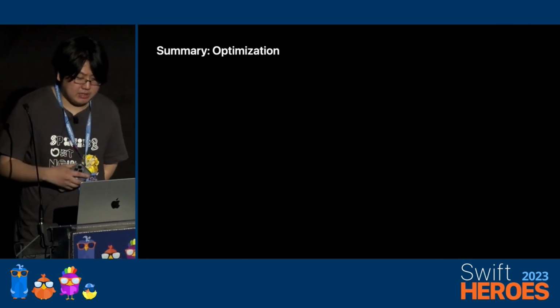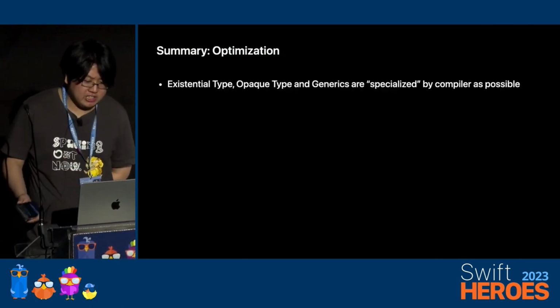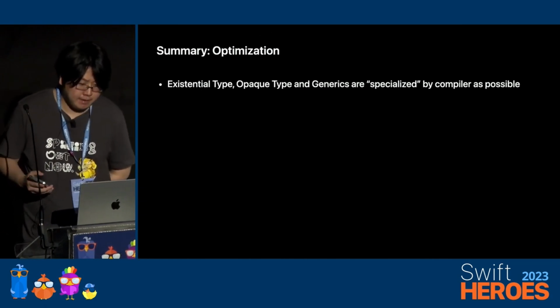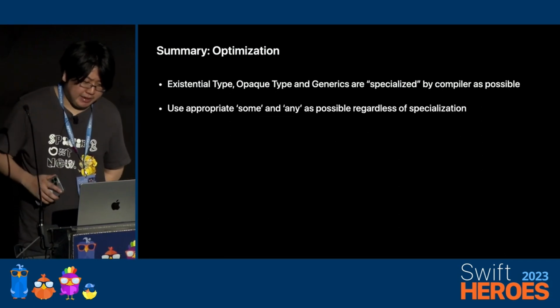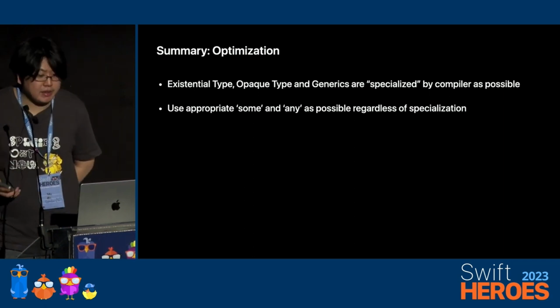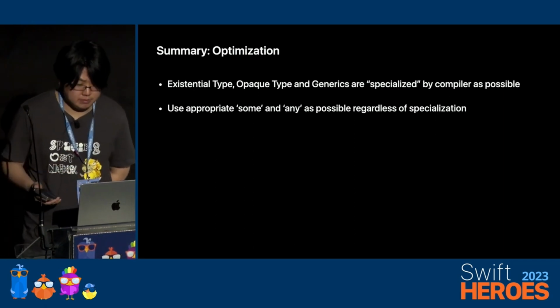This is a summary of this section. First, existential type, opaque type, and generics are specialized by the compiler. However, we need to use appropriate some and any as much as possible because how code is optimized depends on the compiler's implementation.